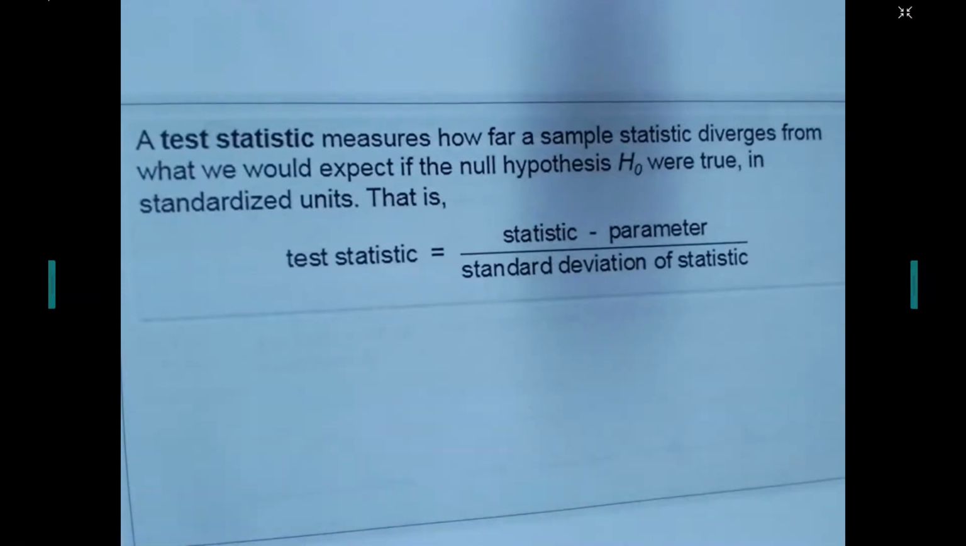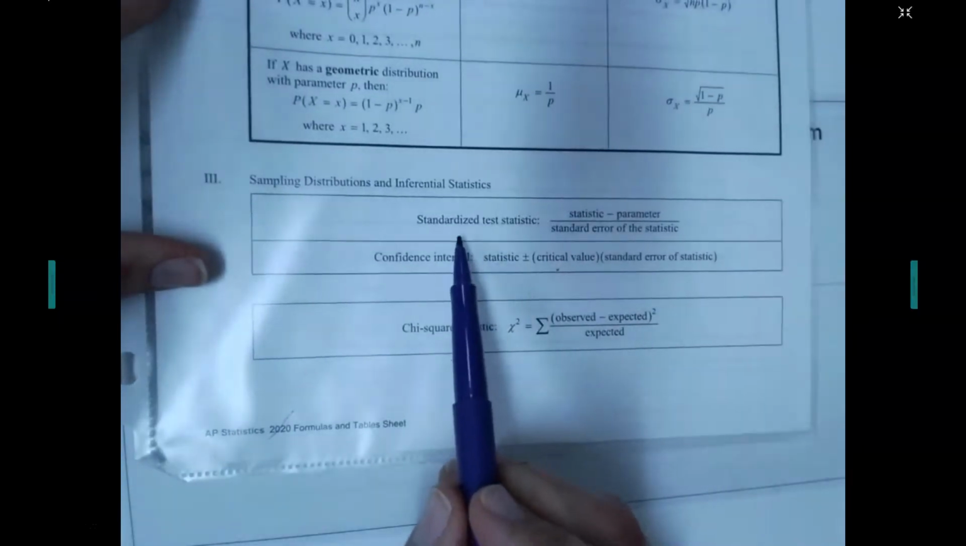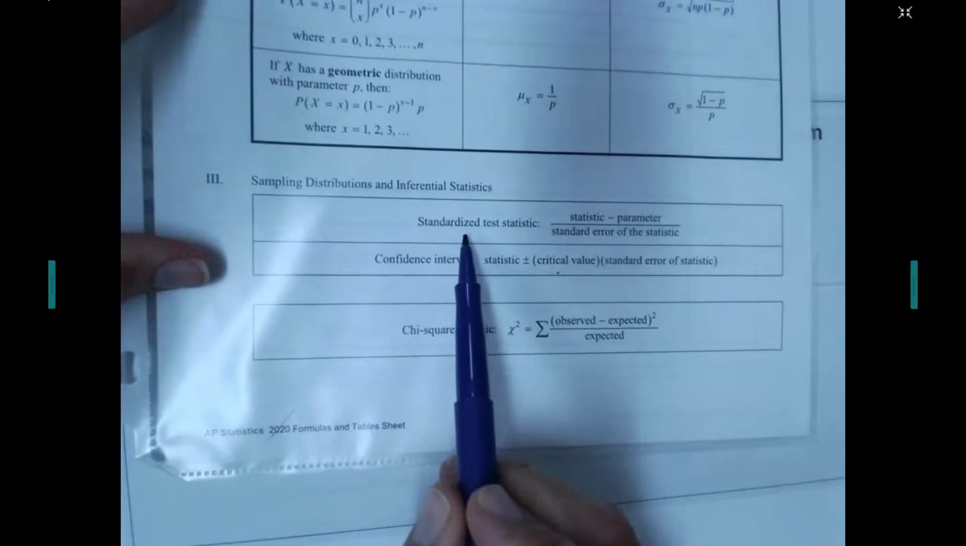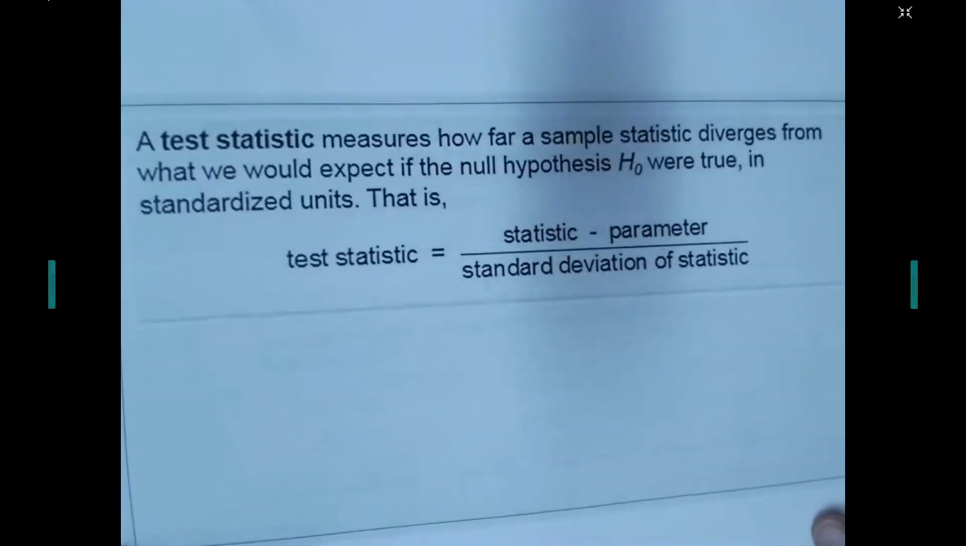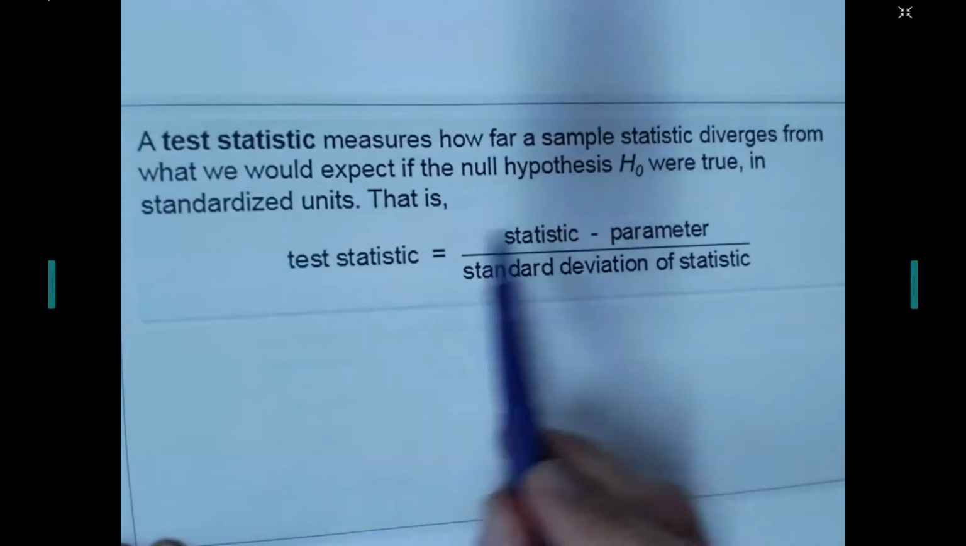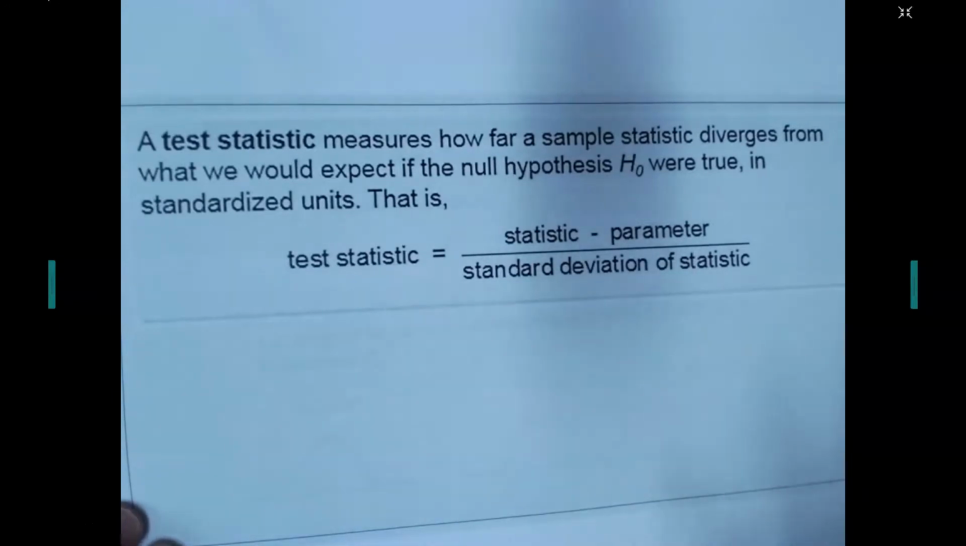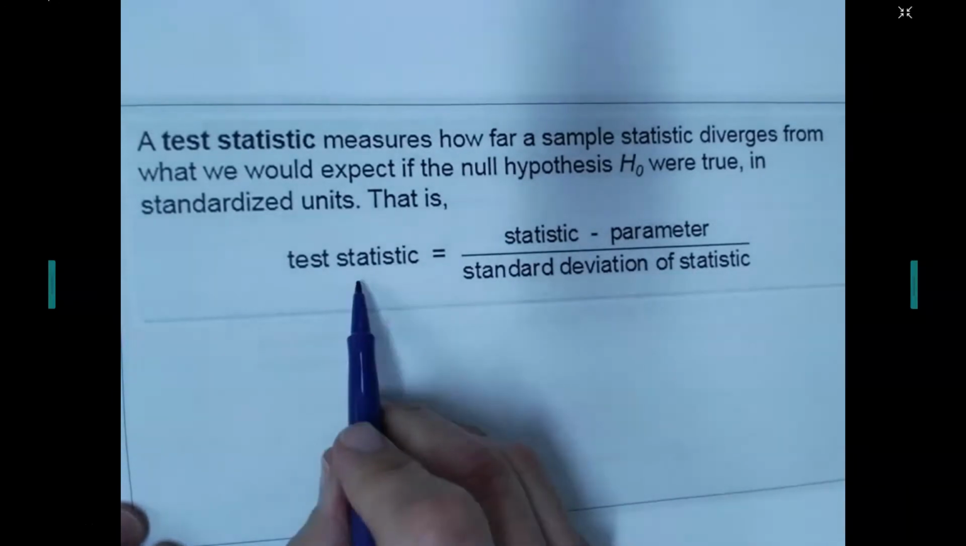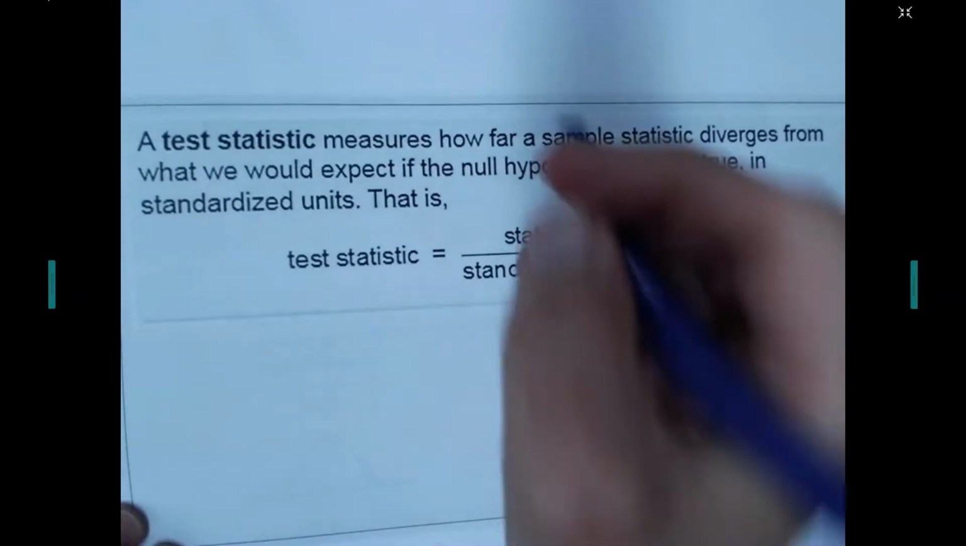Now, on your formula sheet, this is what your formula sheet says as far as your test statistic. You can find this down here at the bottom, right above confidence interval. Your standardized test statistic is your statistic minus the parameter divided by the standard error. So we can put this together if we know the symbols that go with each. Our test statistic is either going to be Z or T.